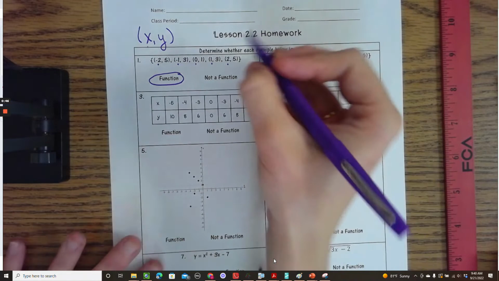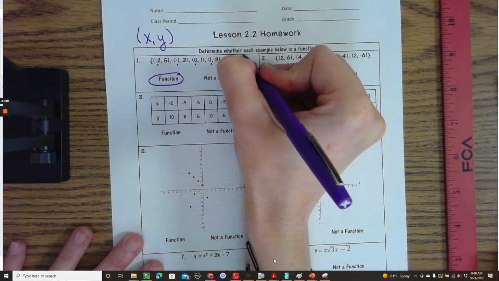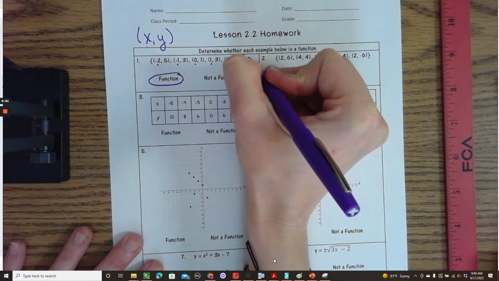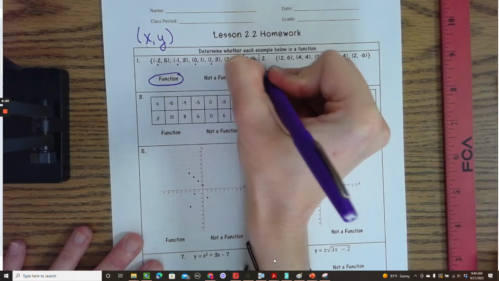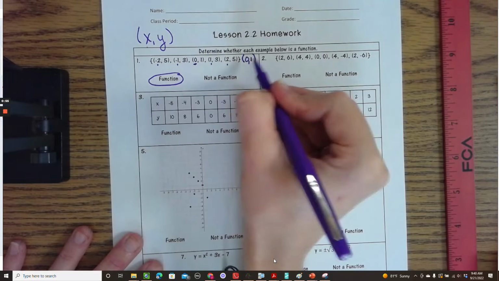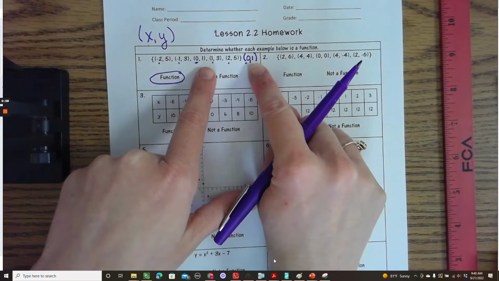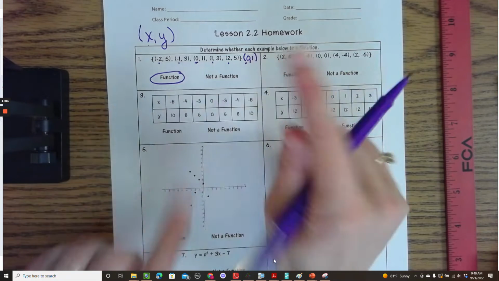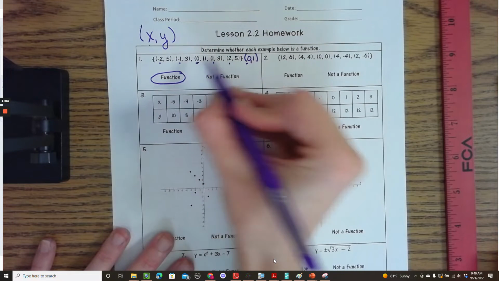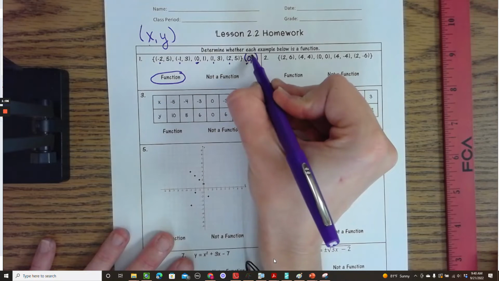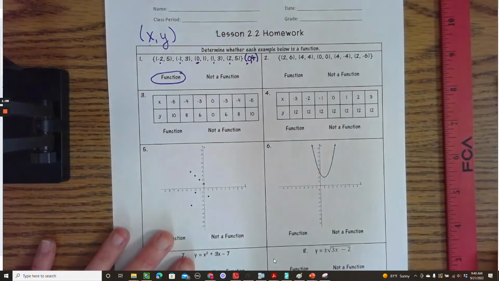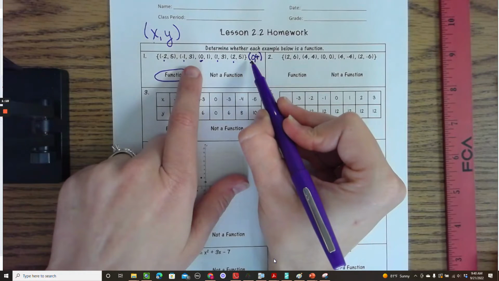Now, an x can repeat. Say I added an ordered pair here to the end: 0, 1. Now the 0 repeats, but it's with the same y. That's okay. But as soon as an x repeats, 0 and 0, and maybe that 1 is now a 4, the zeros are the same and the y's are different. Automatically not a function. Okay?